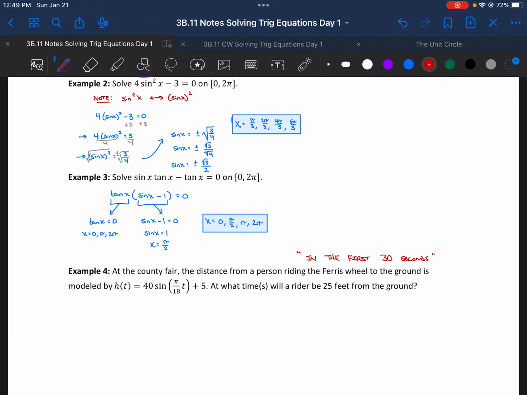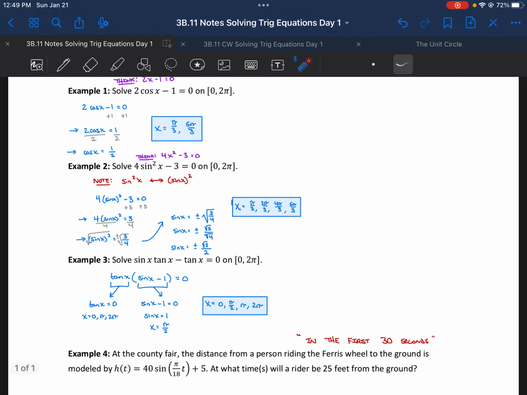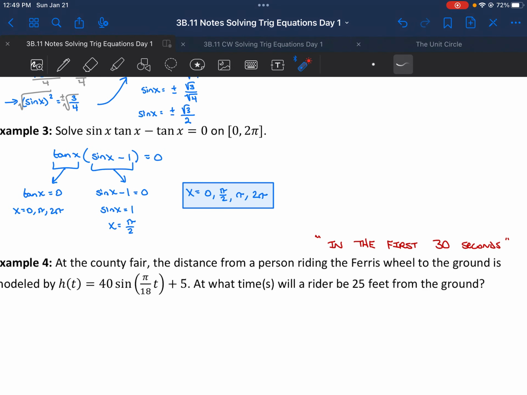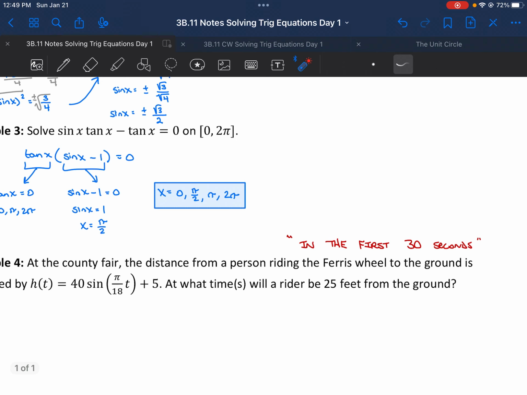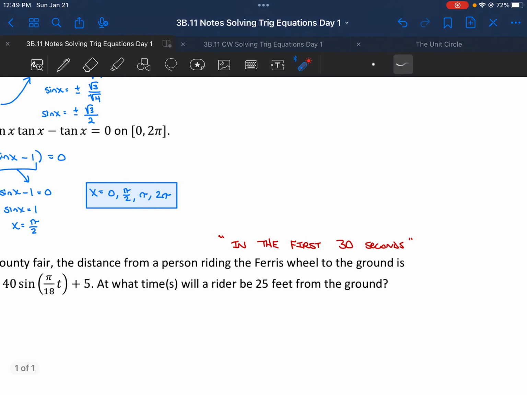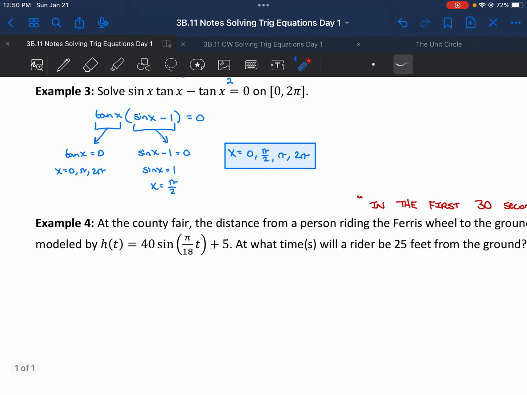Okay, it's kind of like how we've been limiting these intervals from 0 to 2 pi. If we don't limit the interval from 0 to 2 pi, you can technically have an infinite number of answers. So I'm just going to say, at what time or times in the first 30 seconds will the rider be 25 feet from the ground? This is just going to allow us to limit our answers so that they're not an infinite number of answers.